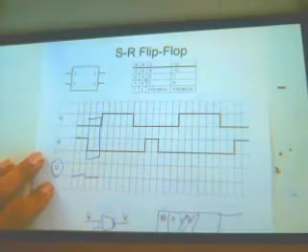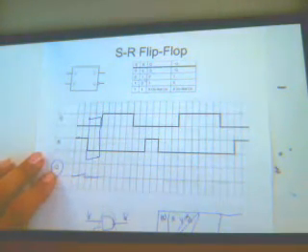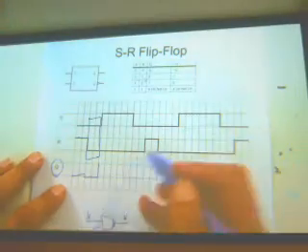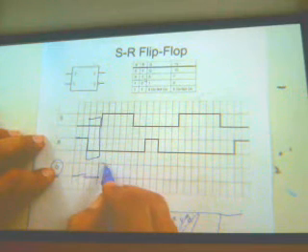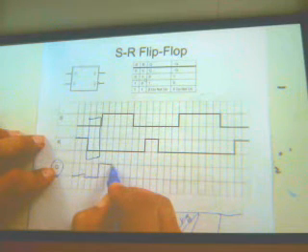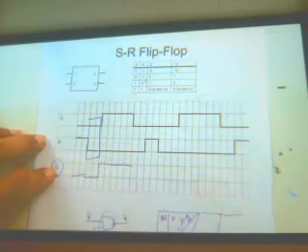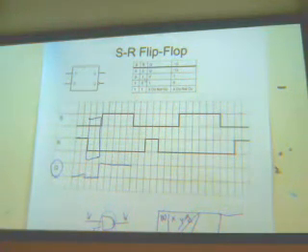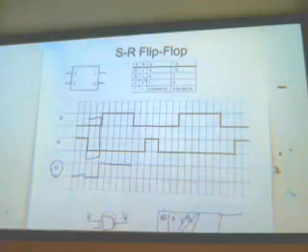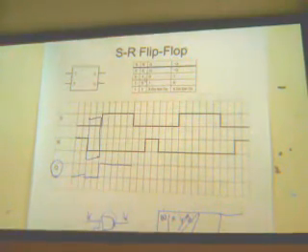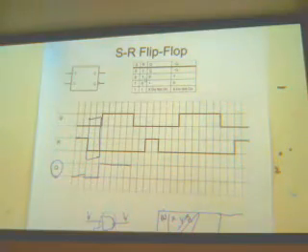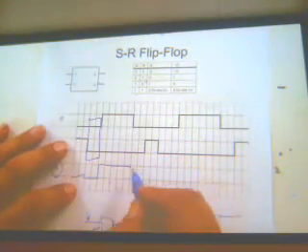Now, set goes high, reset stays low. So what is the value of Q going to be? It's going to be set high. All the way, nothing changes until... see, so you with me so far? Now, S goes back down to 0, and R is always 0. So what happens at that point? Will Q change? No change. No change. Excellent. Pay attention.